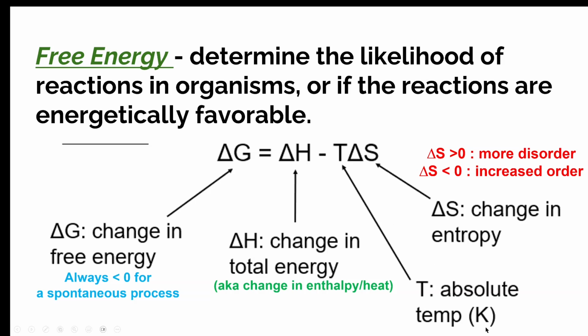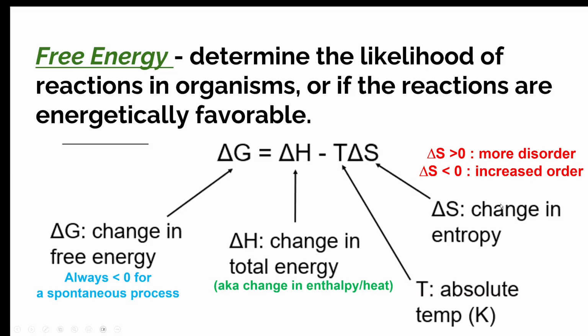Kelvin can be directly converted from Celsius. I think what you have to do is take Celsius and then add 273 point something. I think it's like 0.15. And that's the value that you would add to Celsius in order to convert it from Celsius to Kelvin.